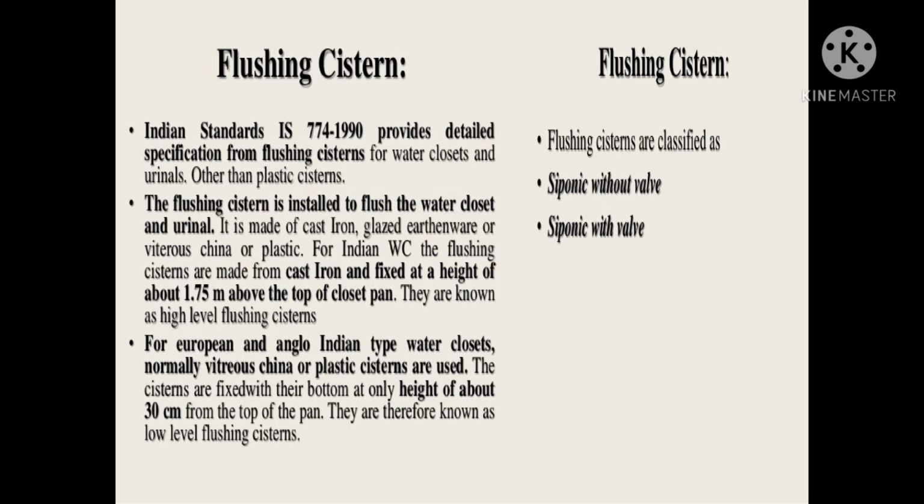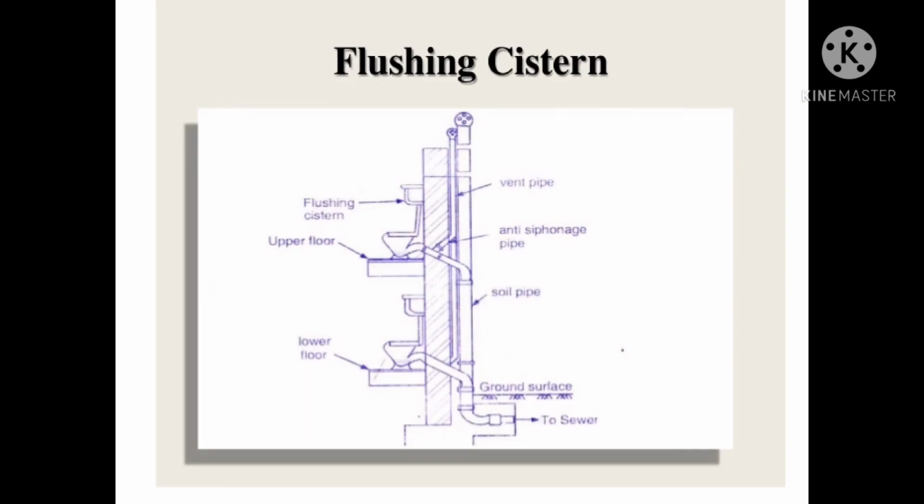This one is the flushing system diagram. From the ground surface, the sewer is connected from the common pipe that is called a soil pipe. The soil pipe is connected to the lower floor cistern, and the upper floor is connected as well. From the upper floor, one anti-siphonage pipe is connected. The vent pipe is provided for releasing the foul smell. The flushing system is connected to the common soil pipe.